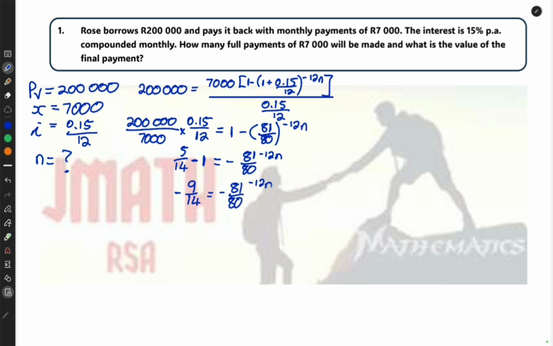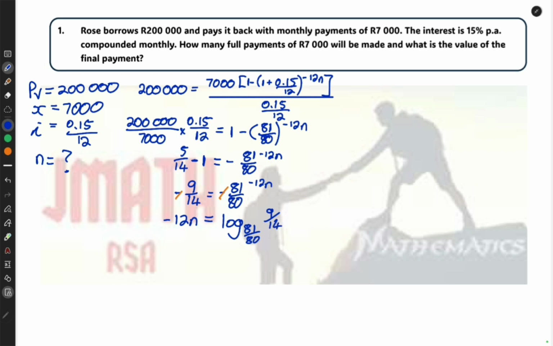Yeah, so I'm going to go over into logs, but there's a big problem if everything is minuses. So this minus and this minus will actually cancel out, and then logs will work out. So let's see, the base stays the base, and the other two values swap around. So that's why the 81 over 80 goes there, the 9 over 14 goes there.